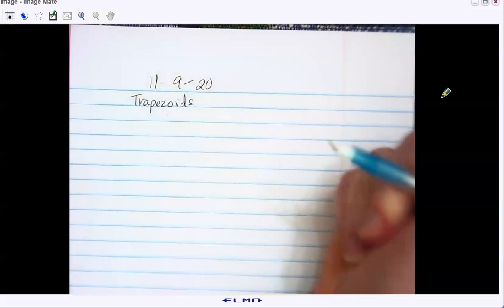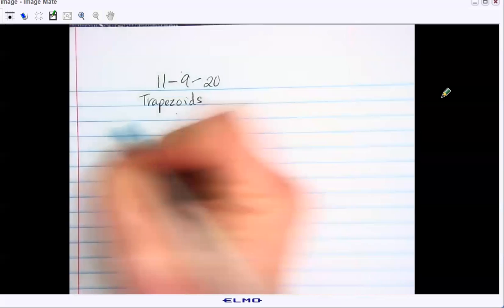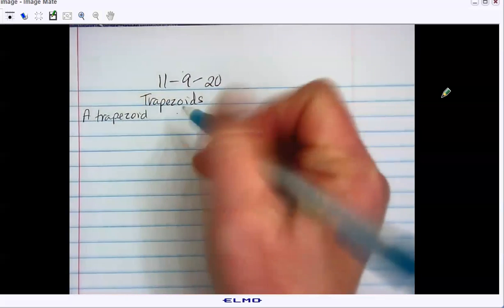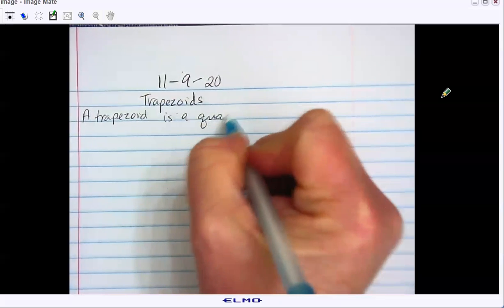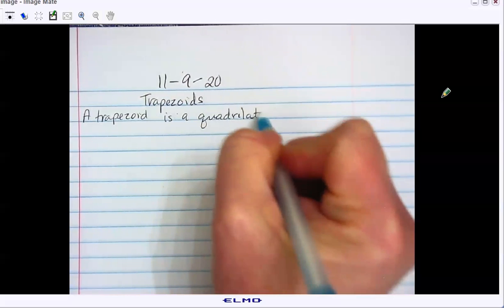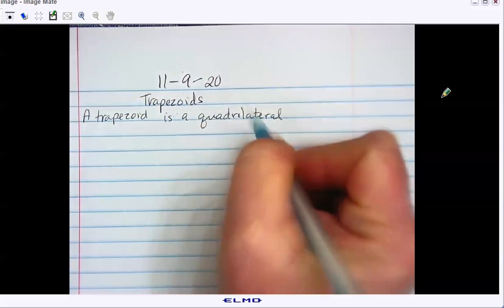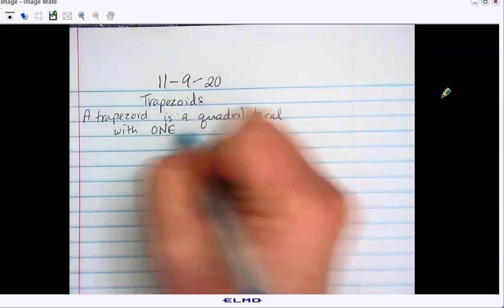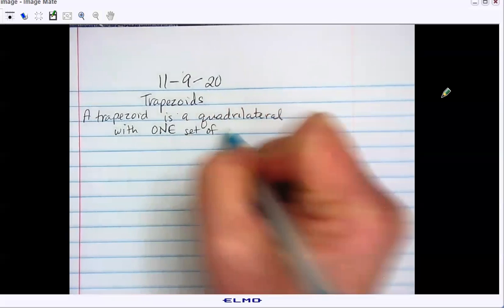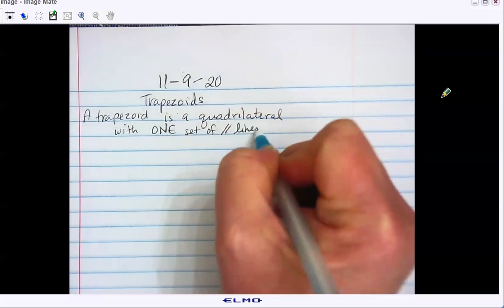So we're talking about trapezoids today. Trapezoids. But what is a trapezoid? Well, a trapezoid is a quadrilateral that has four sides. Quadrilateral with exactly one set of parallel lines.